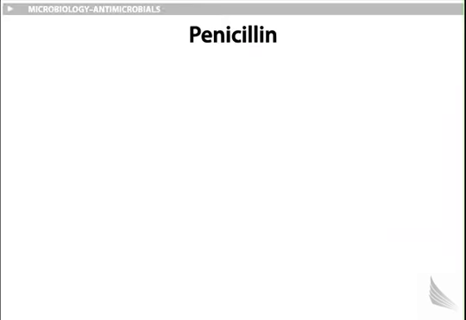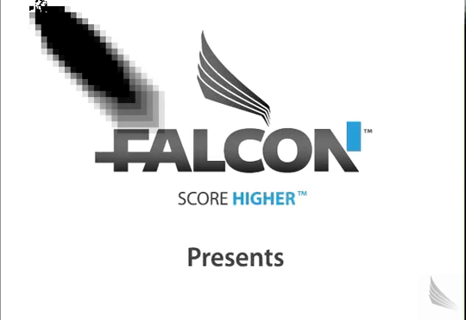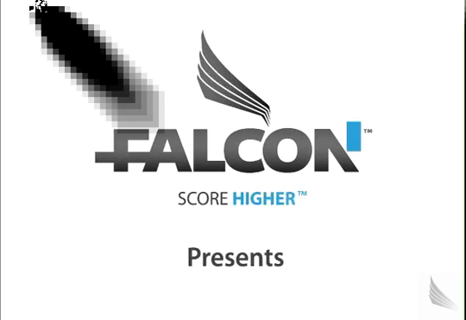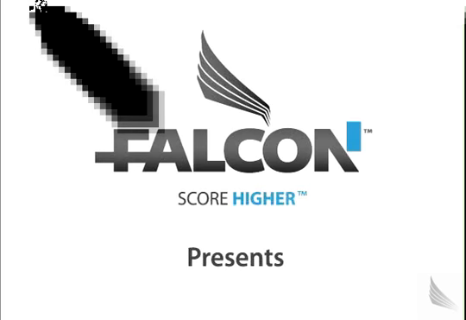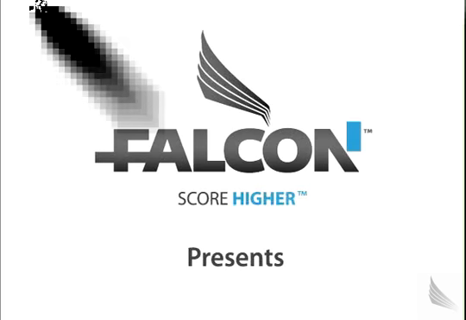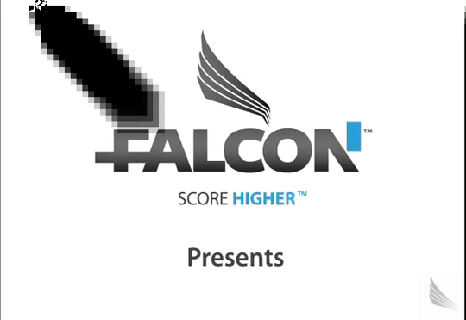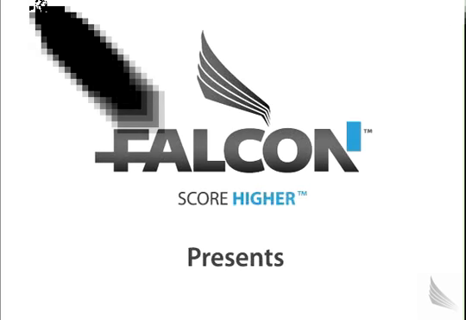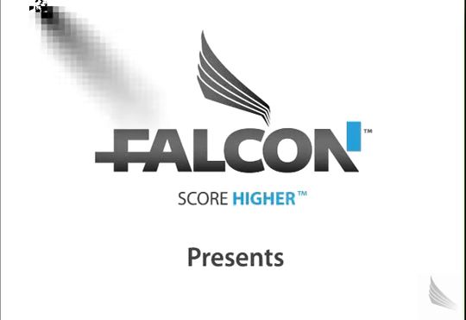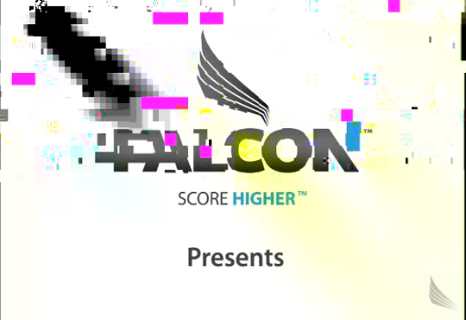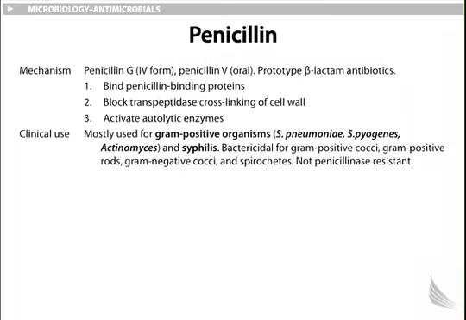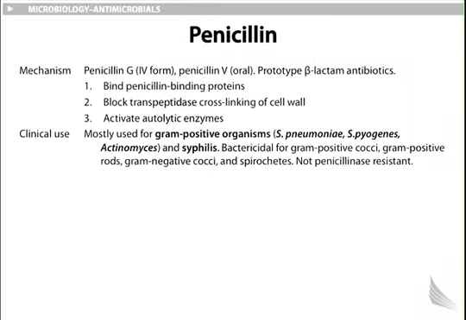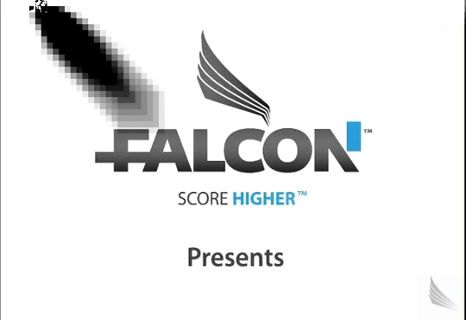Let's talk about the penicillins, specifically penicillin, the very first generation. It comes in two forms, penicillin G, which is the IV form, and penicillin V, which is the oral form. This is the prototype of the beta-lactam antibiotics. Its mechanism of killing is to bind penicillin-binding proteins, block transpeptidase cross-linking of the cell wall, and activate autolytic enzymes. Clinically, we use penicillins as bactericidal agents for gram-positive cocci, gram-positive rods, some gram-negative cocci, and spirochetes.